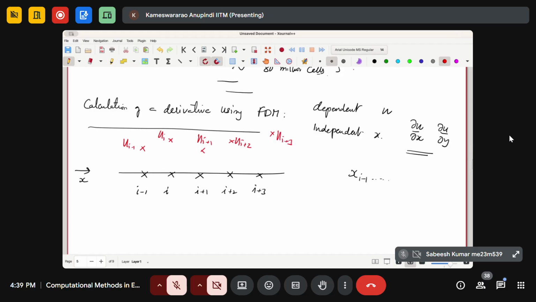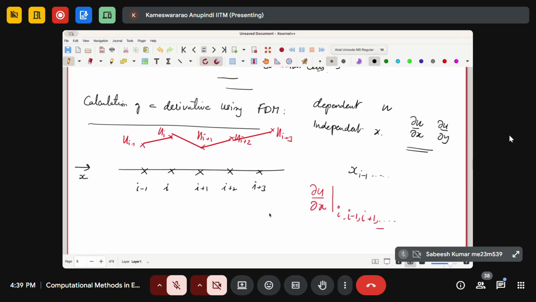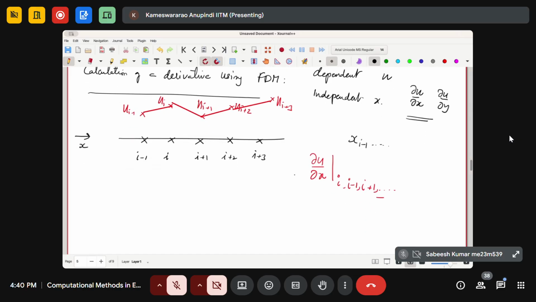So that means we know how this function is varying, let us say something like that. So we know the values of the function. But now we have to calculate what is partial u, partial x. Again, because we are working with a discrete set of points, we cannot evaluate ∂u/∂x wherever we wish, but we can only evaluate at certain points. Let us say at i minus 1, i, i plus 1, all these points only we can evaluate the derivative value.